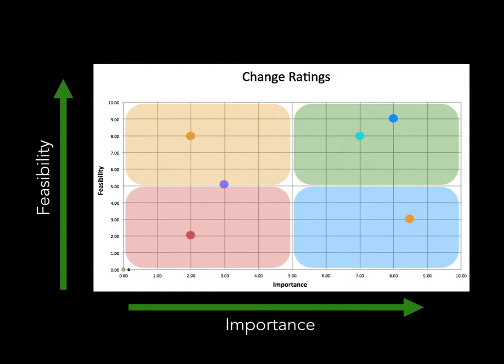So how will we use these scores? The ratings for importance and feasibility will be very helpful as you prepare to select your final changes. A change that rates low for importance gives us an idea that this change may not be worth the time and energy it would take to implement.